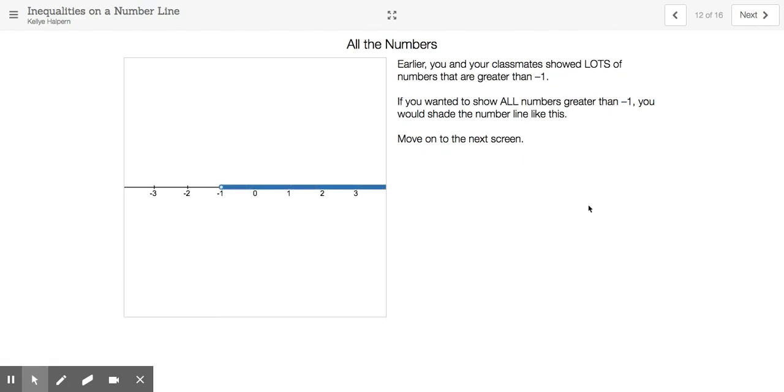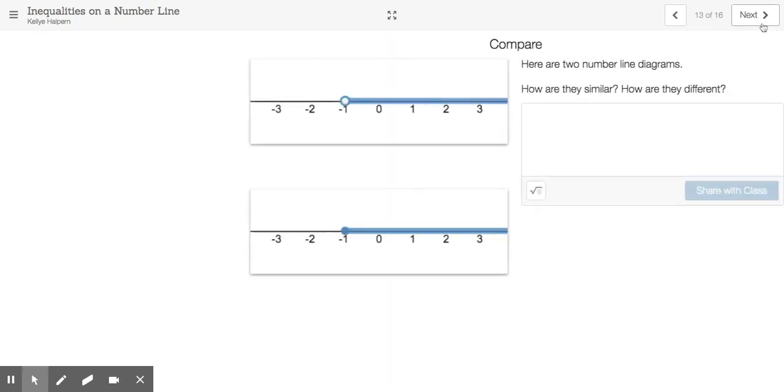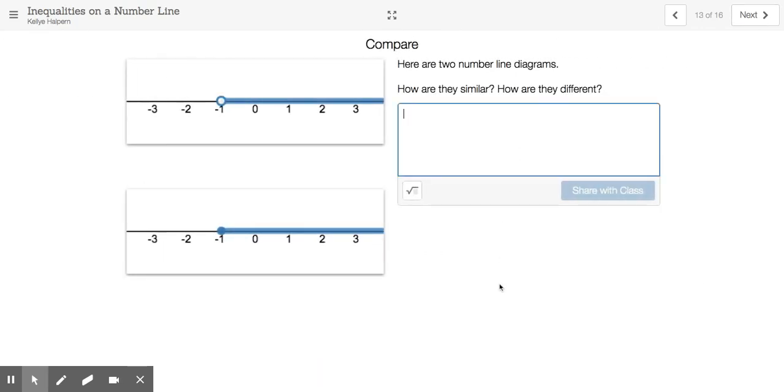Slide number 12 does not have any activities to complete. Slide 13 has 2 number line diagrams. How are they similar and how are they different? Both number lines have a cutoff at -1, and they're shaded to the right. So this must mean that it involves greater than.